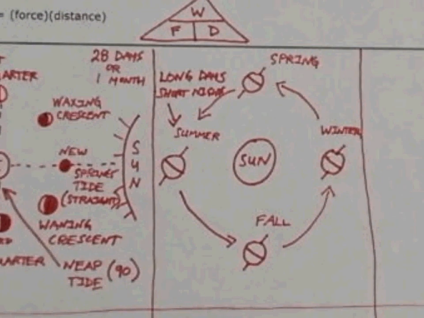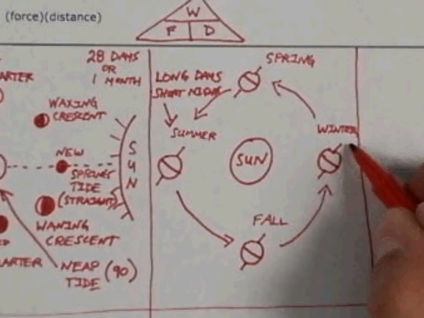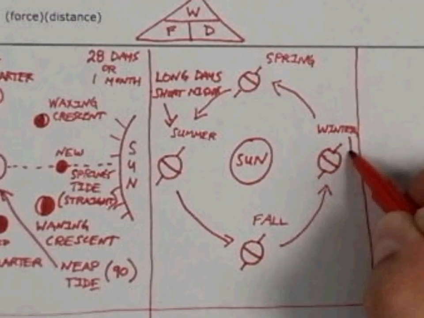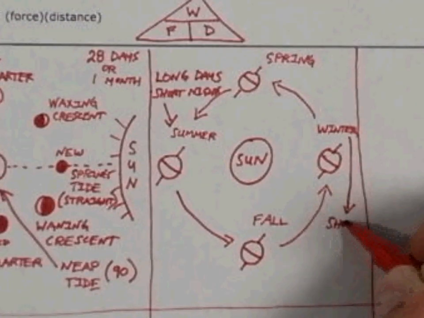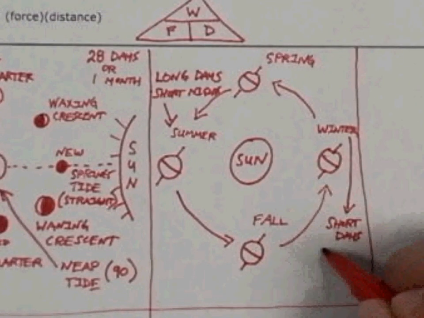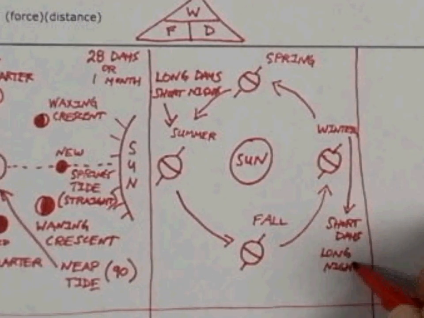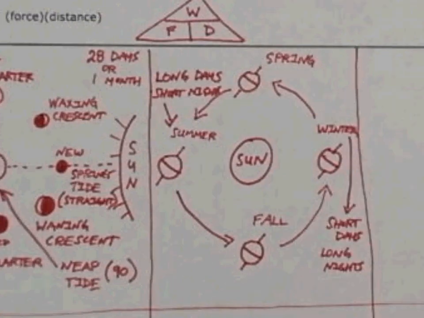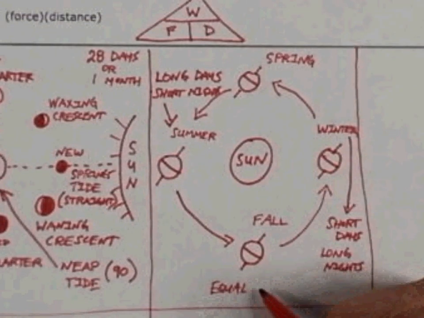Now if I go over to the winter, if you think about winter, it gets dark really early and you have short days and long nights. So we have basically the opposite of the summer. And then in the fall and the spring, you have essentially equal days and equal night length, 12 and 12, 12 hours each.